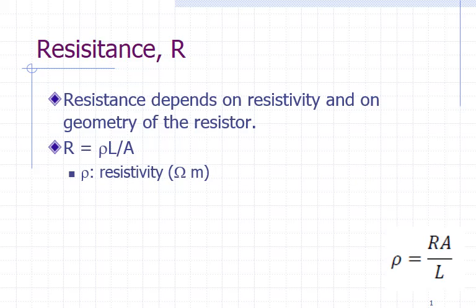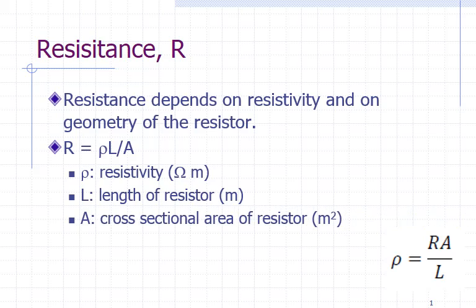We have the resistivity. This has to do with the type of object that we have and what kind of metal it is. The length of the resistor: the longer it is, the more resistance we have. The cross-sectional area of the resistor in meters squared. And we get a certain amount of resistance in ohms.